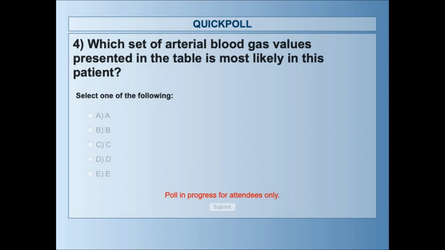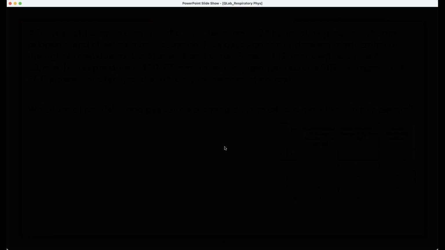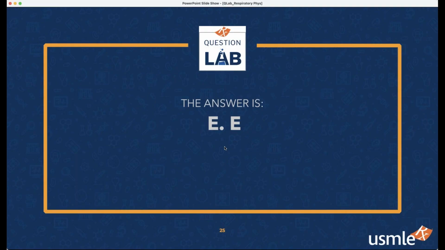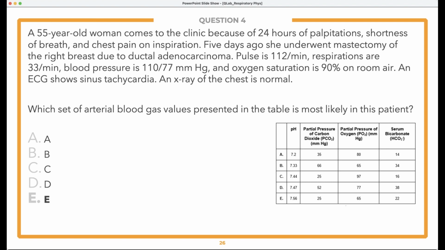Well, let's close the poll. And we're going to reveal the answer. And the answer is answer choice E. And we've got that laid out here.